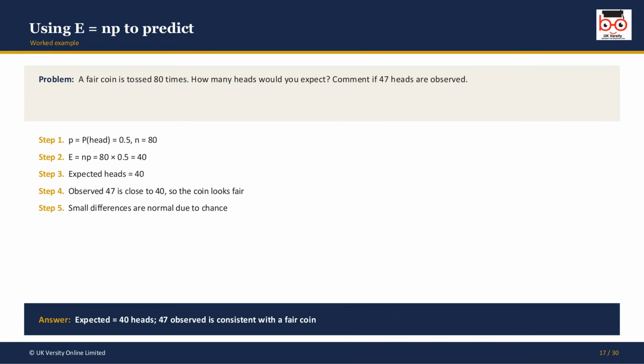Let's predict with it. A fair coin is tossed 80 times, so p is 0.5 and n is 80. The expected number of heads is n times p. That's 80 times 0.5, which is 40. Now, if we actually observed 47 heads, that's close enough to 40 that the coin looks perfectly fair. Small differences like this are just the natural result of chance.